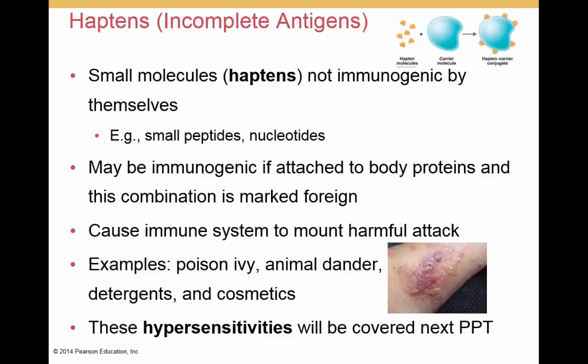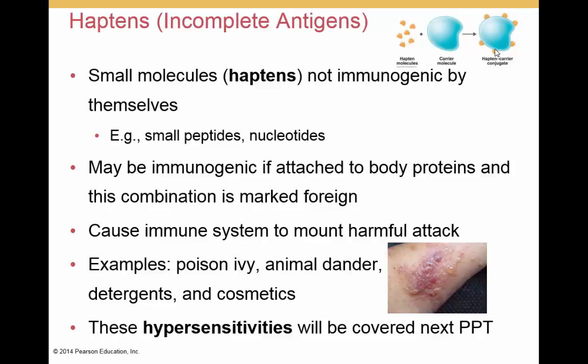Haptens are known as incomplete antigens. Okay, so haptens themselves, there's these cute little things here. These are considered haptens. They're small molecules. They cannot cause an immune response by B and T cells by themselves. Okay, it's not going to happen. Small peptides, little pieces of nucleotides, no. But they can become immunogenic, causing an immune response if they attach to your own body proteins. And then that combination is large enough to potentially be recognized by T cells and B cells if that's the specific sequence they're looking for and they were trained for, and cause an immune system response.